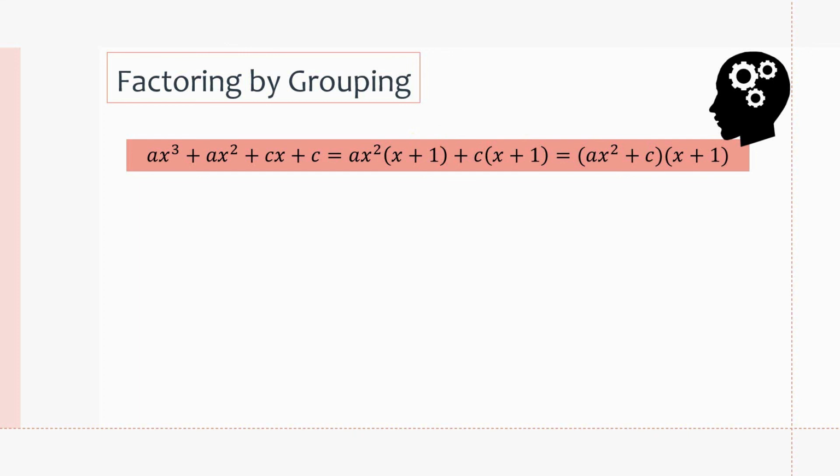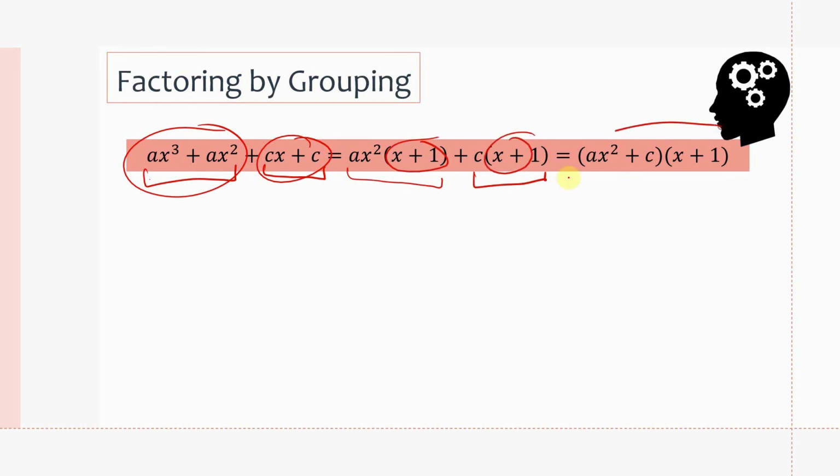So in this example, we have a common factor of ax squared, which we factored out from these two terms, and we have a common factor of c, which we factor out from these two terms. We get left with ax squared times x plus 1, and c times x plus 1, right? And then we can factor out an x plus 1 and get this final expression.